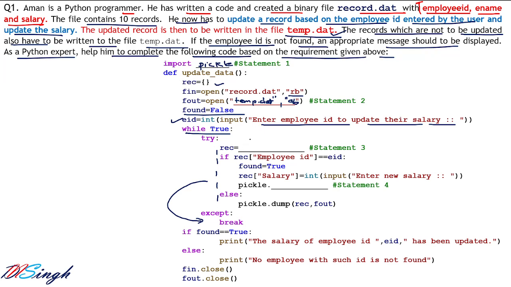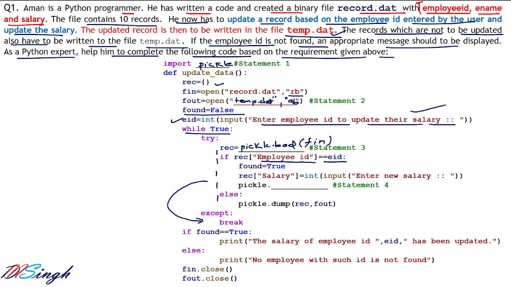Let us see what is going to happen here. We are going to read the record. There is one function called load inside the pickle module, so that we are going to utilize. Pickle dot load, and it takes an argument, that is the file handle. So from which file are we going to read? fin. This is our file handle from where we are going to read. Then they read the record and compared it. Record employee id is the key, and this is the employee id supplied by the user.